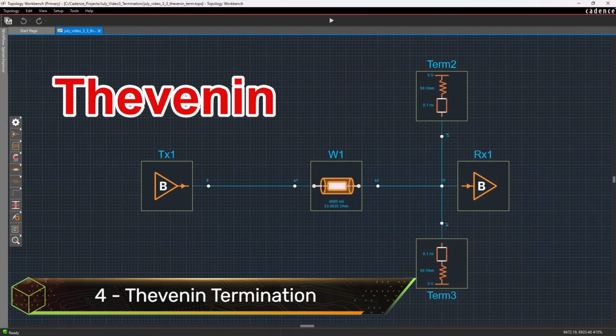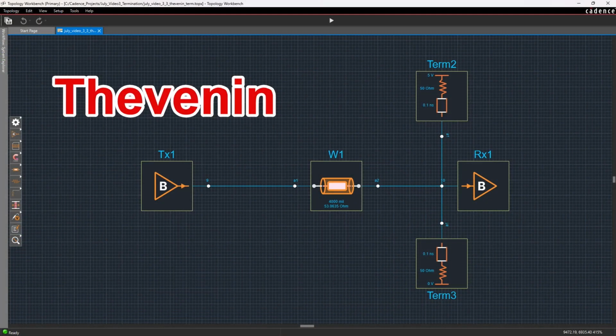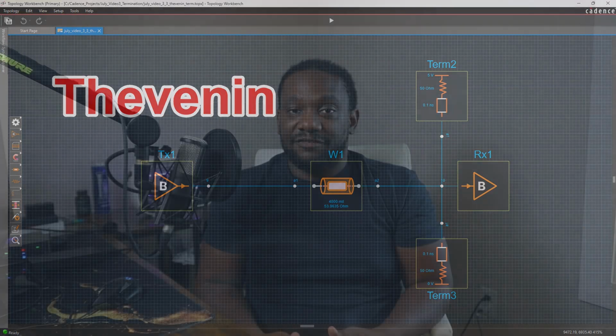Strategy number 4 is Thevenin termination. This is where you put a resistor divider at the receiver, and it also provides a bias voltage at the same time. This is useful when the receiver needs a defined common voltage. The trade-off with this strategy is you're using 2 resistors for each net across a wide bus that doubles the components on your bill of materials and increases the need for board space.